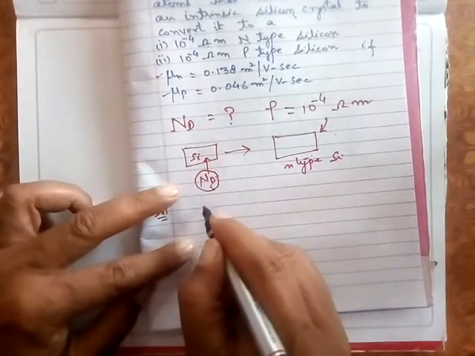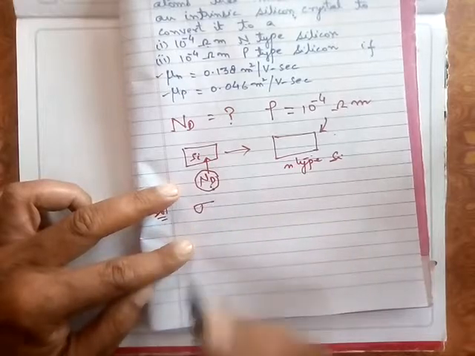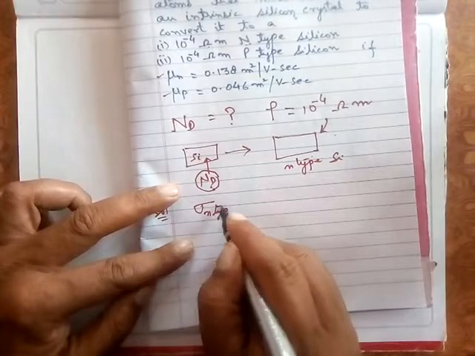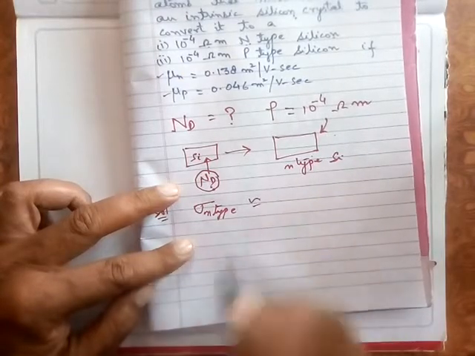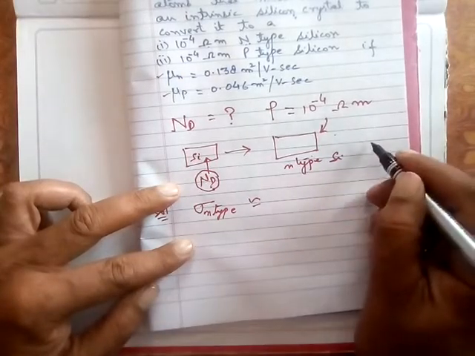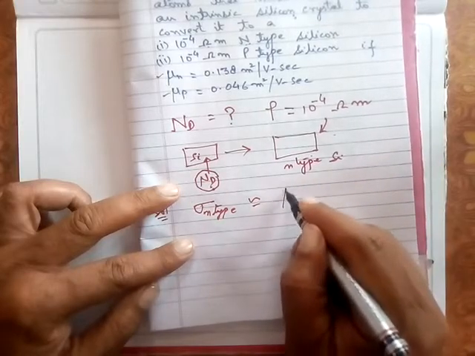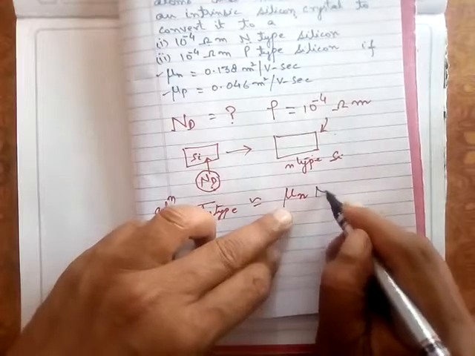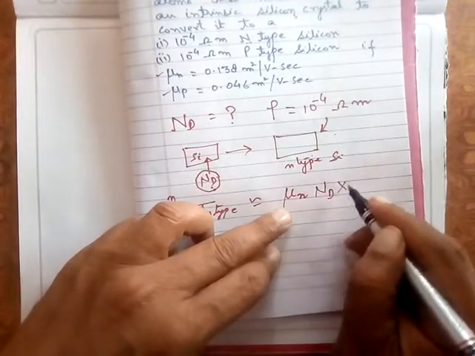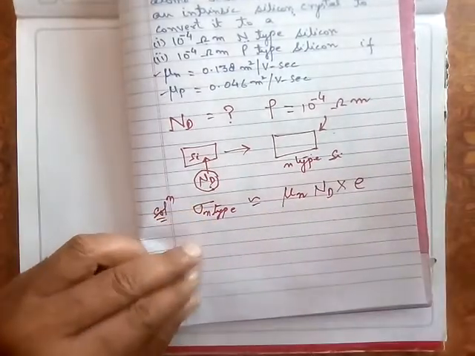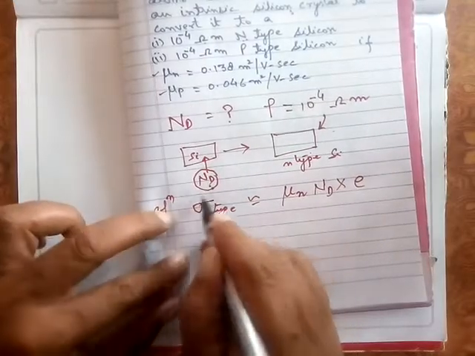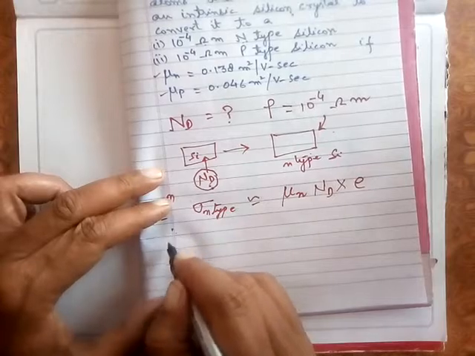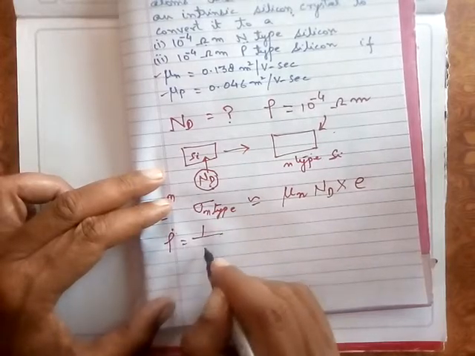I know that the conductivity of an N-type semiconductor, if you remember, in general is equal to mu Ne. So for this, N-type means mu n into Nd into the electronic charge E. This is the conductivity, and resistivity is equal to 1 upon conductivity.